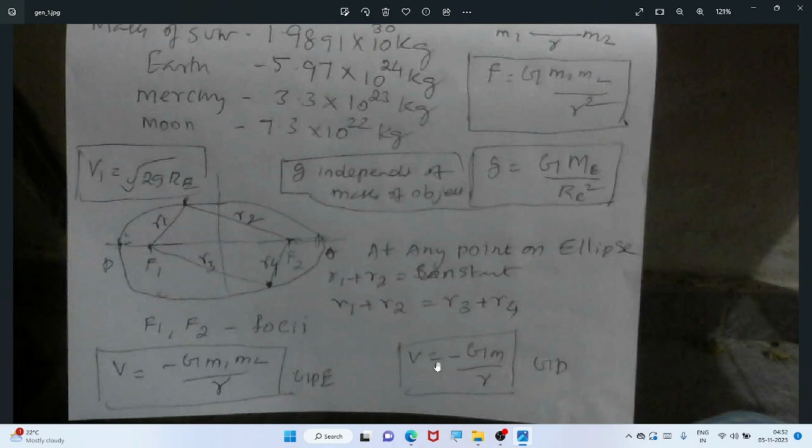This is the gravitational potential at any point due to a mass m. This is the gravitational potential energy, G m1 m2 by r, between the two masses. Gravitational potential is due to one single mass.